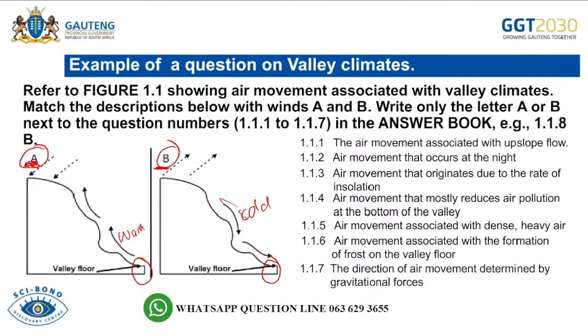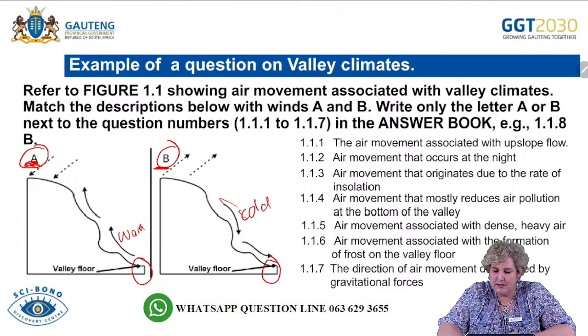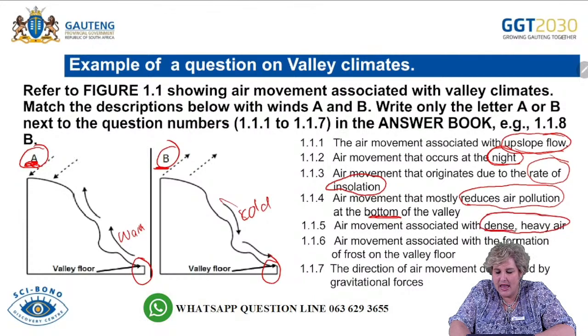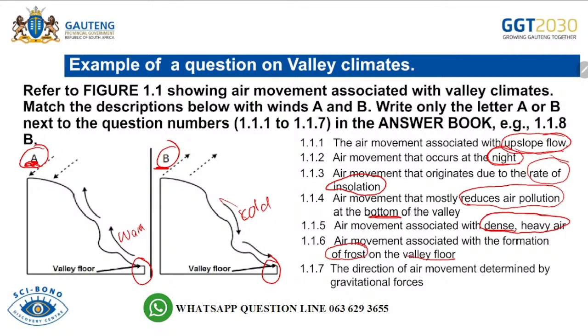Okay, boys and girls, the 7 questions that we have are: the air movement associated with upslope flow, the air movement that occurs during the night. So the night is my keyword here. Upslope is my keyword there. Air movement that originates due to the rate of insolation. Rate of insolation is my keyword here. Air movement that reduces air pollution, where? At the bottom of the valley. So what am I busy doing? I'm identifying the keywords here. Air movement associated with dense, heavy air. Air movement associated with the formation of frost on the valley floor. And then the direction of movement determined by gravitational forces. Gravity, right? Okay, let's see what the answers are.